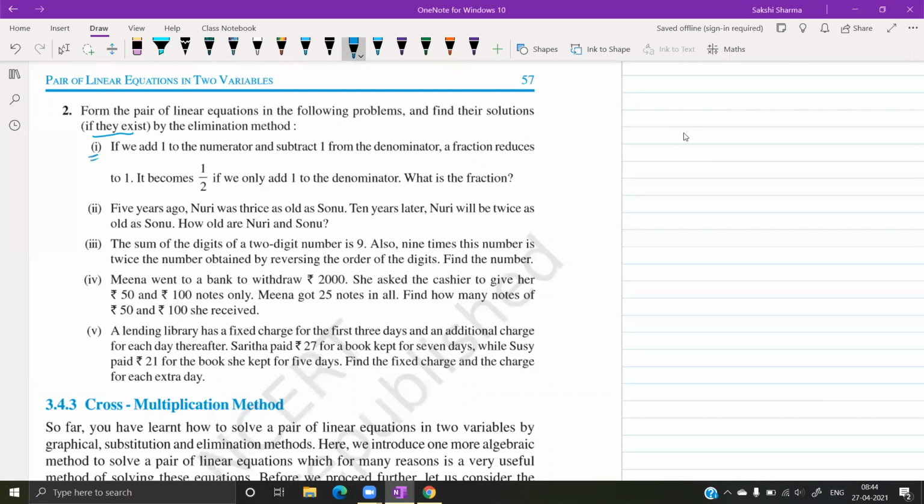First one, numerator and denominator of a fraction. You have to find out what the fraction is. Can anyone answer? How do we begin? Let the numerator be x and denominator be y. That will give you your fraction as x over y. For the first equation, we have to add 1 to the numerator and subtract 1 from the denominator. The answer comes out to be 1. That means x plus 1 over y minus 1 gives me answer as 1. Simplify.